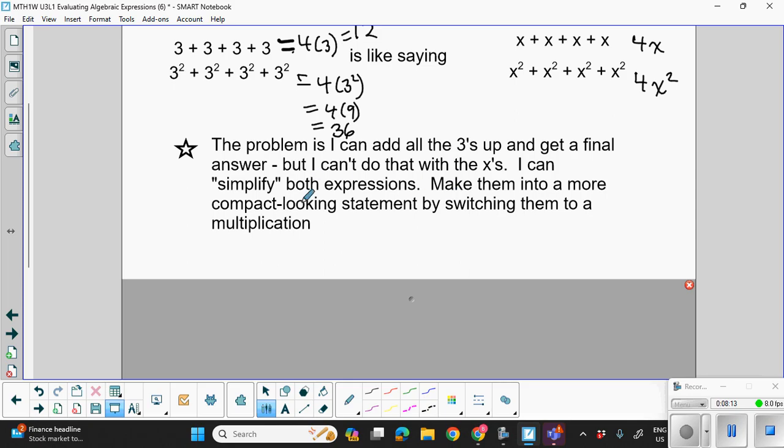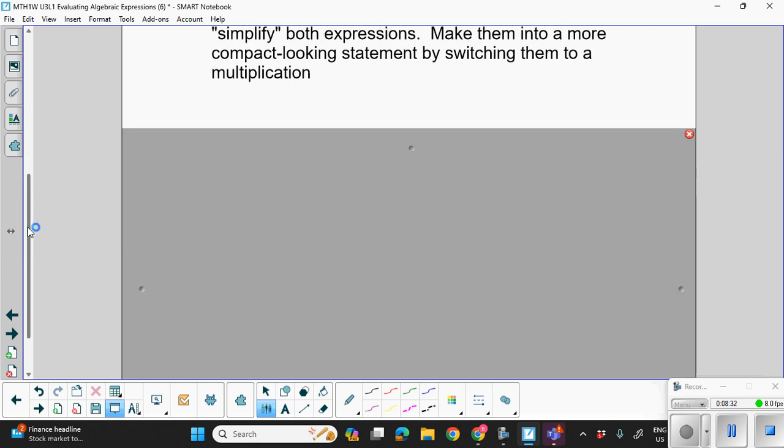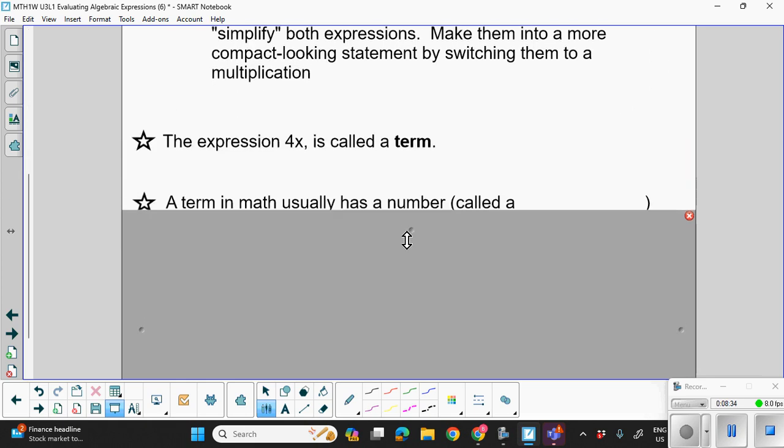So they're both simplified, okay? Simplifying here means, no, I don't know what that equals unless I tell you what x equals. Okay, so it makes it look more compact. Instead of it taking this much room, it takes this much. Okay, so that is one of the concepts we have to pay attention to.